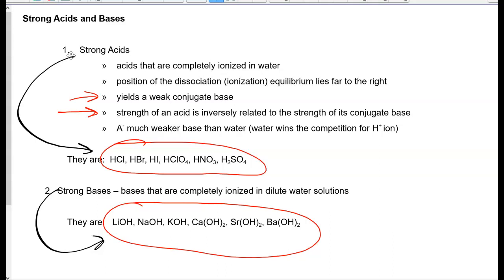Now there are some arguments to be made or some way to prove something can be a strong or weak acid based on its Ka values. We will probably not get that deep into that, but that is something that you could use. Strong bases are completely ionized in dilute water solutions. Our strong bases all end in hydroxide. So lithium hydroxide, sodium hydroxide, potassium hydroxide, calcium hydroxide, strontium hydroxide, and barium hydroxide. Again, I will give you a list of strong acids and strong bases.